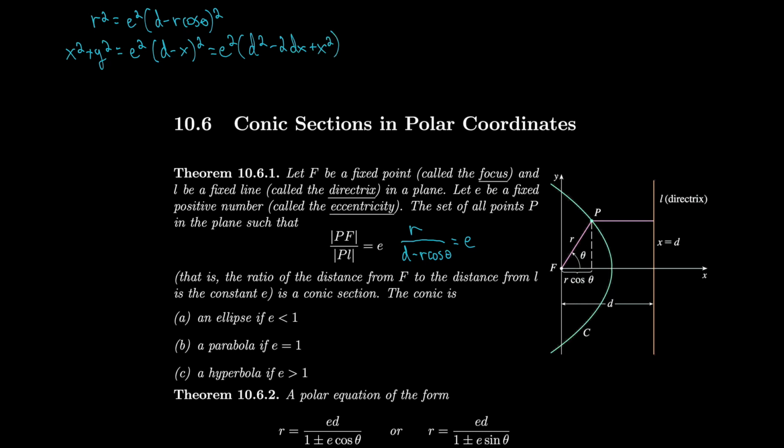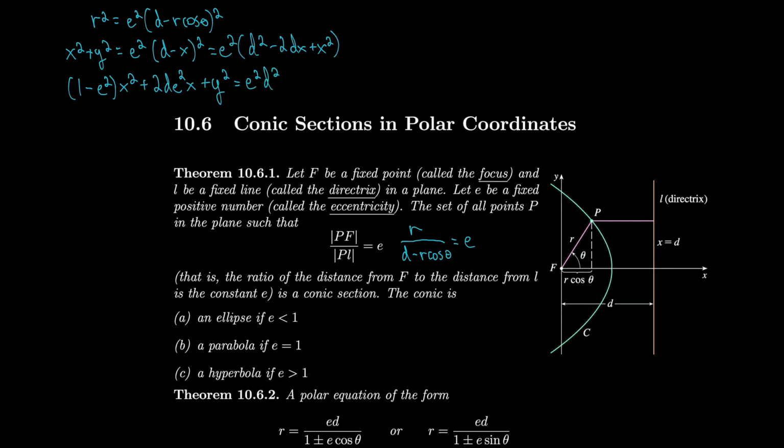So what we can do is group together all of our x squared terms. So we get 1 minus e squared times x squared. Group together our x terms, so plus 2 d e squared times x. Group together y's, we just have plus y squared. And that equals the constant e squared d squared.